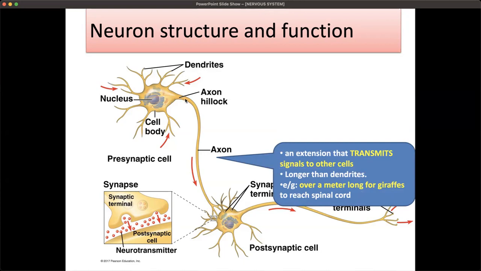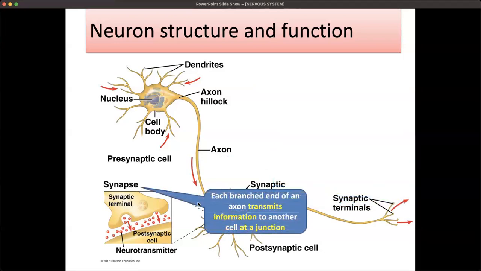Connecting the cell body over here is what we call an axon, an extension that transmits the signals to another neuron, longer than the dendrite. The dendrite is shorter, but the axon is normally way longer, over a meter long for a giraffe to reach the spinal cord.